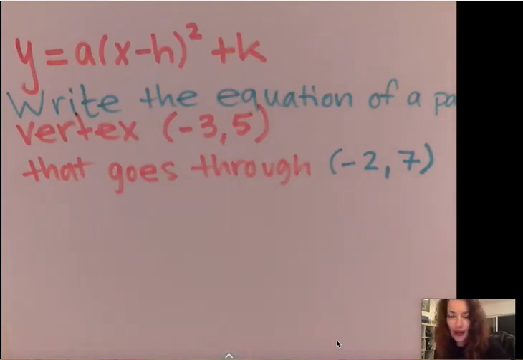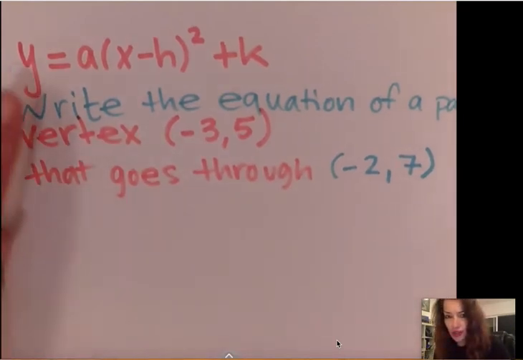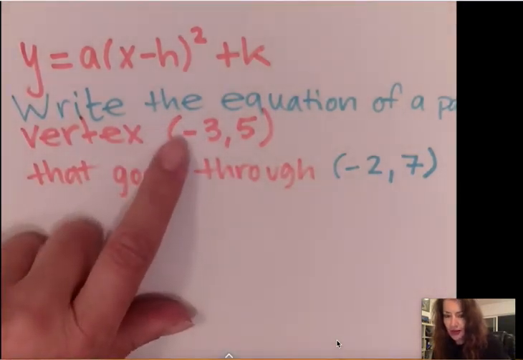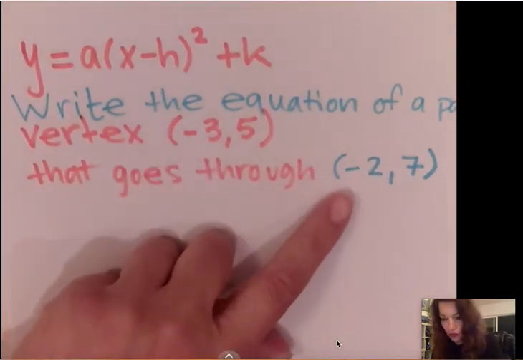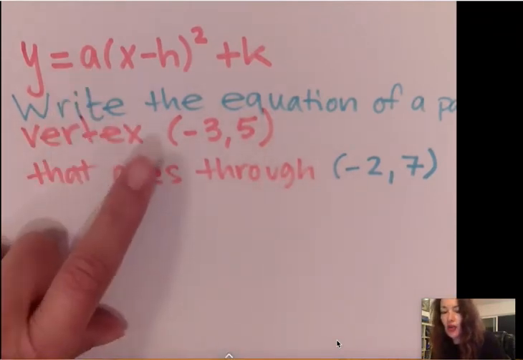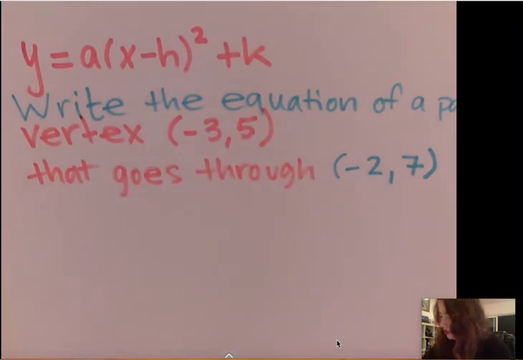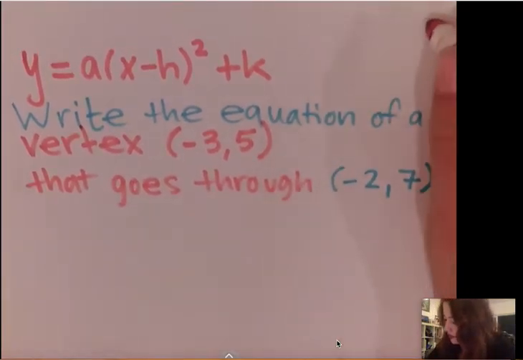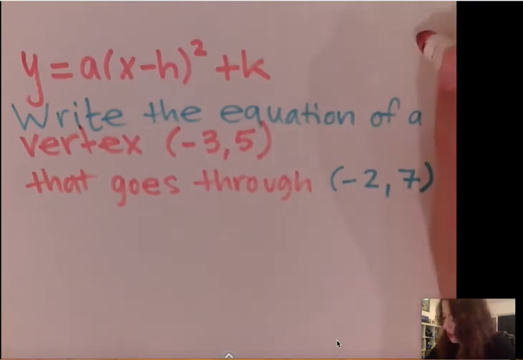Let's look at how we're going to rewrite an equation in vertex form when we only know the vertex and the point it goes through, but we do not know the a value. So if we're given a vertex and a point, we can make a little sketch of what this may look like. I'm given the vertex is -3, 5.